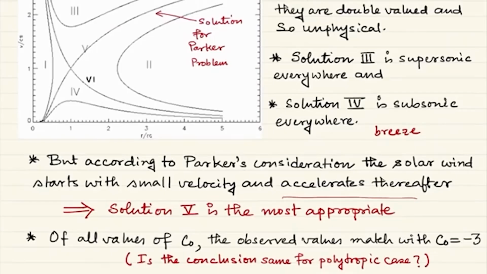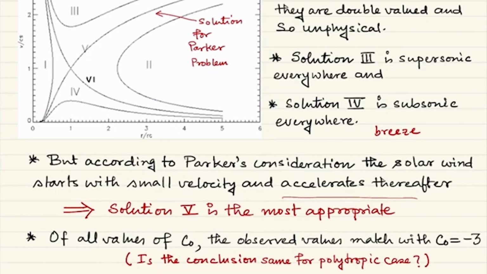Now after that, just fitting the observed values with this solution, one can show that the realistic values of the solar wind speed match closely when C0, the constant of integration, is nearly equal to -3. This is also my question to you.